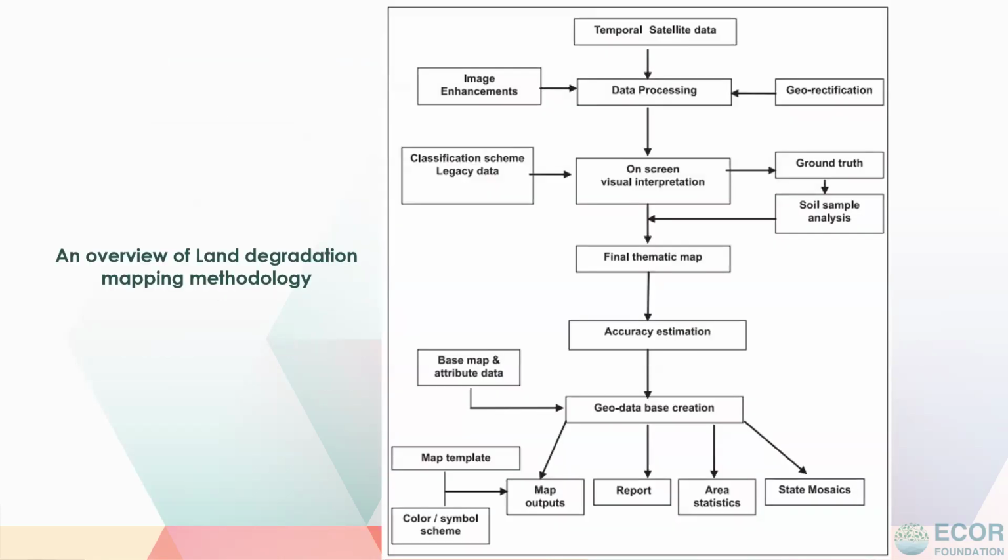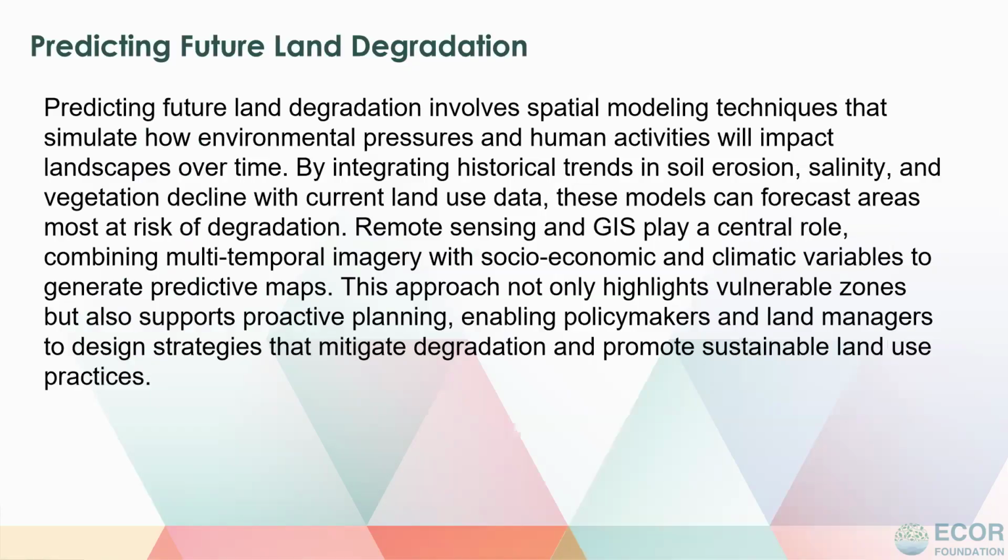So this slide summarizes the general workflow of land degradation mapping methodology: data collection from multiple sensors, pre-processing and atmospheric correction, calculation of spectral indices, integrating it with GIS layers, classifying and change detection, field validation, and finally reporting and dissemination. So this schematic approach enables reliable scientific outputs.